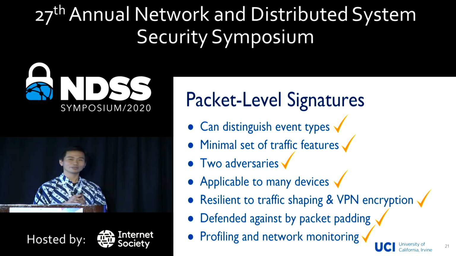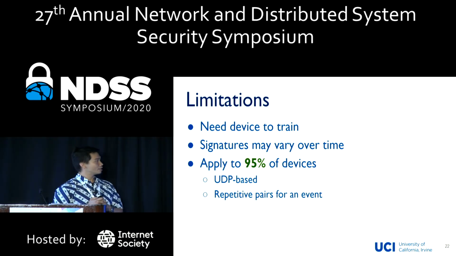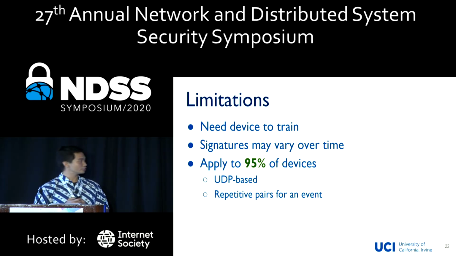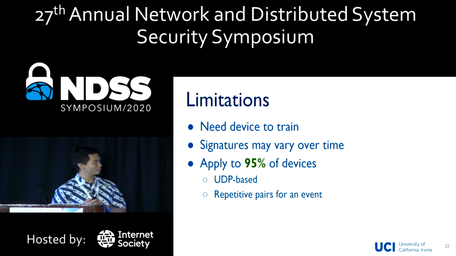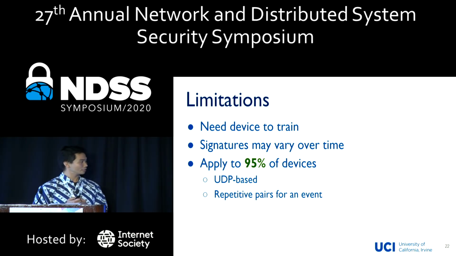In a more positive way, we can use these signatures for profiling and network monitoring. Some limitations: for Ping-Pong to extract a signature, we need the device to train. And the signatures may also vary over time, just for some devices. For example, when there's a firmware update. And so we have to perform retraining with the device. And the signatures apply to 95% of devices, with exceptions. For now, Ping-Pong does not support UDP-based devices, but they are straightforward to be supported. And there are also some devices which have repetitive pairs for an event.